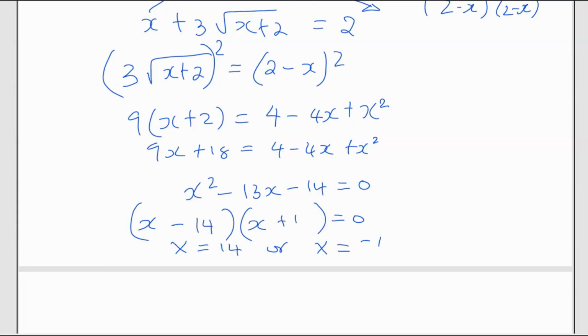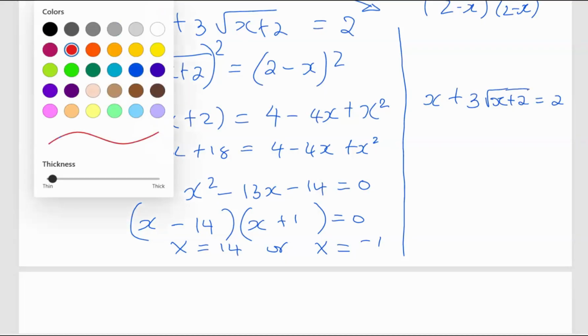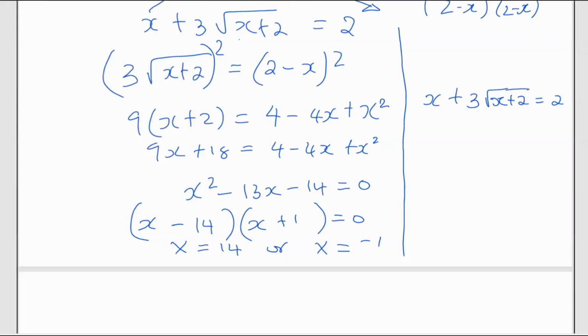Now the last step is for us to test these answers of ours using the first original equation that we're given. So the original equation was x plus 3 root of x plus 2 must give us a 2. Okay, so we test the left-hand side against the right-hand side, left and right, and then see.